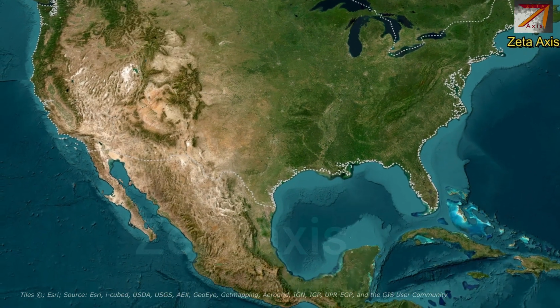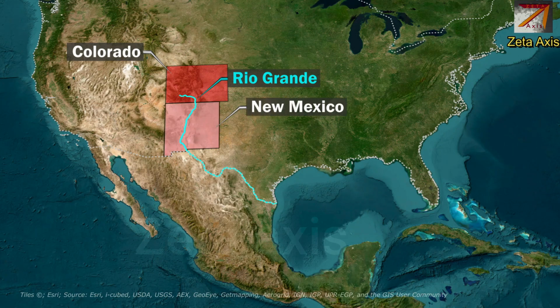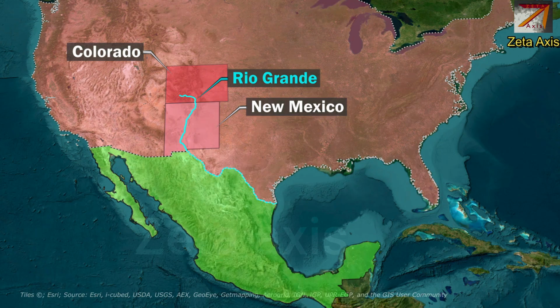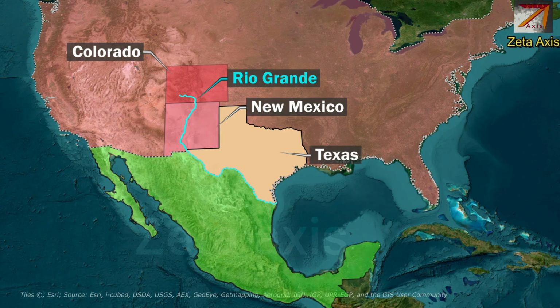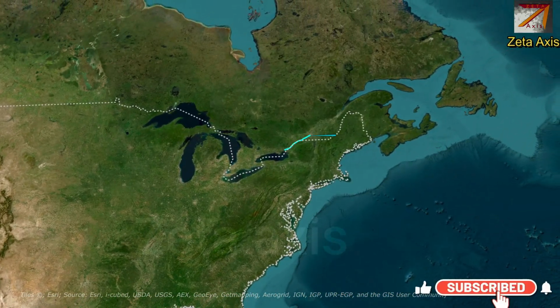Another important river is the Rio Grande. This river originates in south central Colorado in the United States and flows towards the Gulf of Mexico. After passing through the New Mexico state of the US, the Rio Grande forms the border between the Texas state of the United States and Mexico.